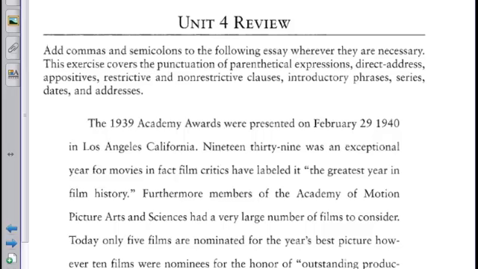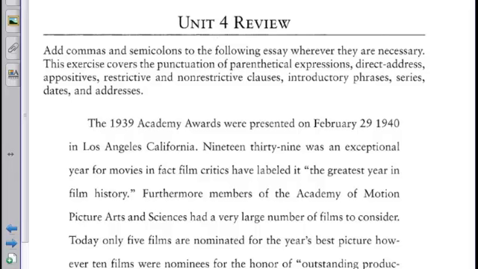Okay, I want to take a minute to go over the comma rules on the Unit 4 review. So as we're looking at this Unit 4 review, I'm going to be inserting in commas. I'm going to try and explain why we're putting commas where we're putting them. So on our first sentence here, we need to put in some commas because of the dates and the addresses.